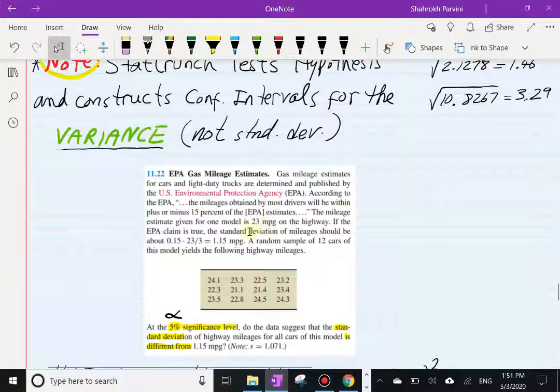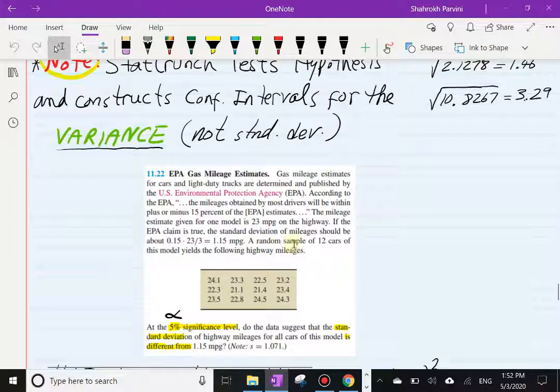If the EPA claim is true, the standard deviation should be about 0.15 times 23 divided by 3, which is 1.15 miles, because that's what was said here, 15% of the estimate. Don't worry about this part. So here's what we want to do from here on out.